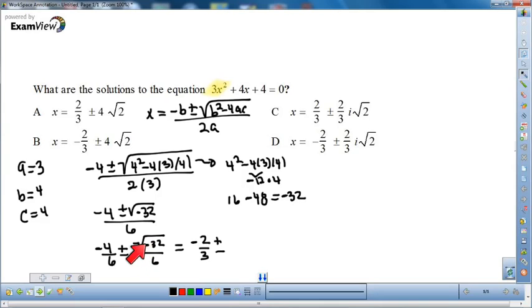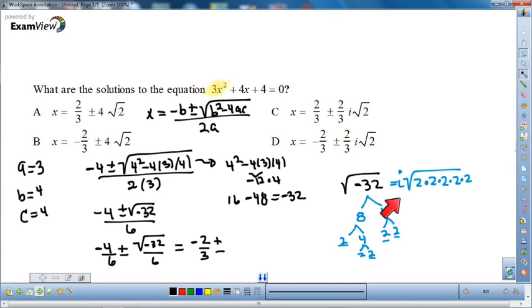And for the square root of negative 32, I'm going to have to simplify that using my prime tree. So I need two numbers multiplied together that gives you 32. It's 8 and 4. And then two numbers multiplied together that gives you 8 is 2 and 4, and then 2 and 2. So I'm going to rewrite that.